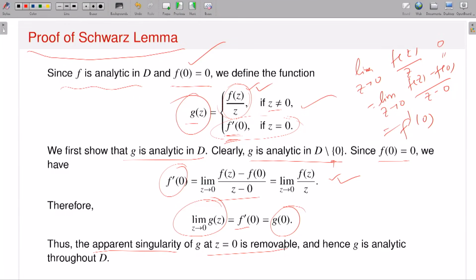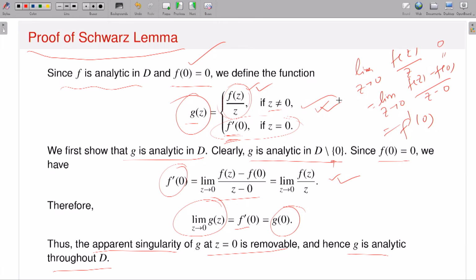That means at the point 0 also it is analytic. So z equal to 0 is removable, and hence g is analytic throughout the domain. So g is analytic on D minus 0, and at the point 0, which you might think is a singularity of the function g, by defining g of 0 equal to f prime of 0 I am removing that singularity. Therefore, the way I have defined my function g, it is actually analytic on my full domain D. Okay, so that is the first step.